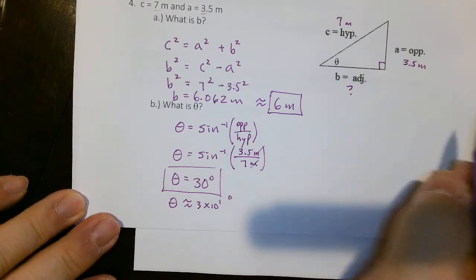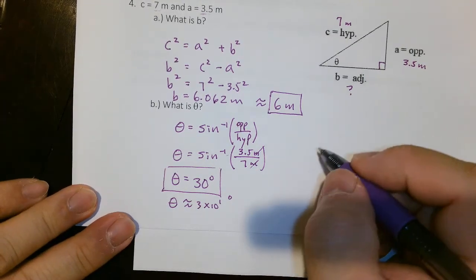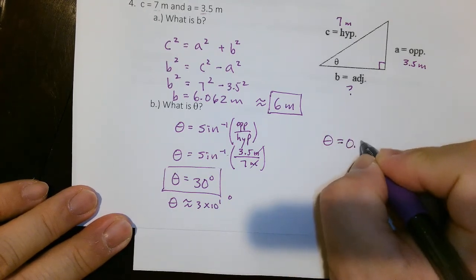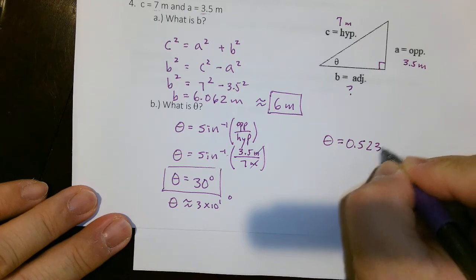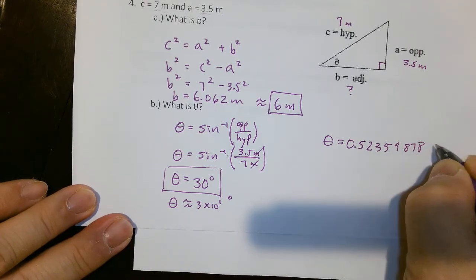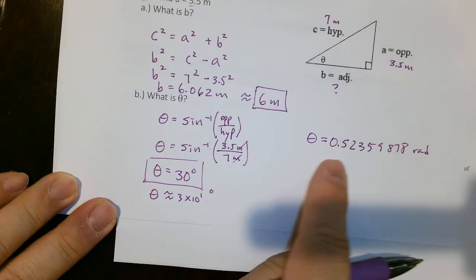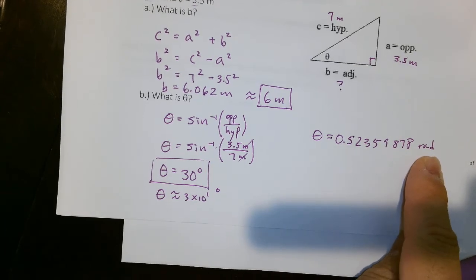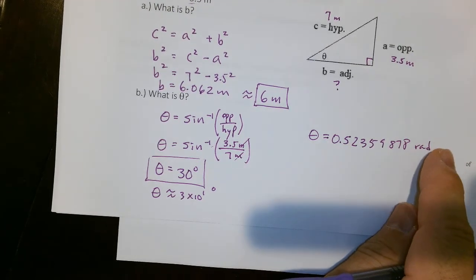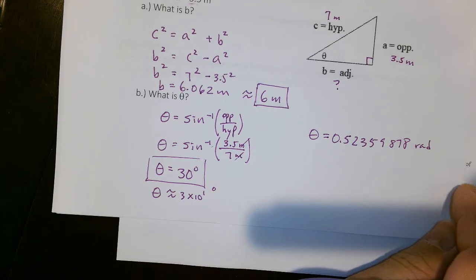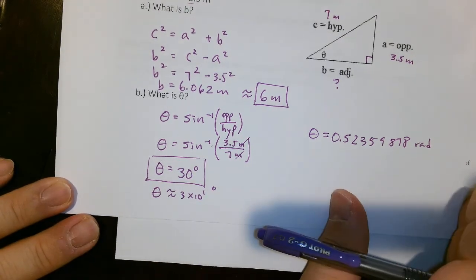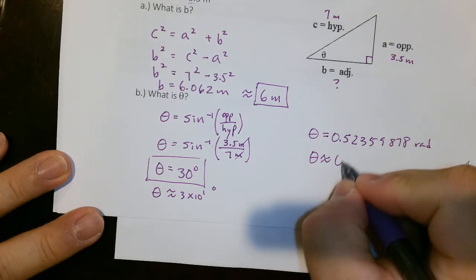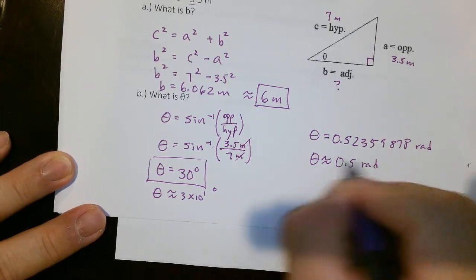All right. Some of you who may have left your calculator in radian mode might have gotten an answer of 0.53598878 radians, okay? I mean, this is not wrong as long as you put that radian unit down, okay? But if you say this is degree, that means this obviously is wrong, right? So make sure you put your units down because the units will make a difference, okay? So you can say also like 0.5 radians, okay?